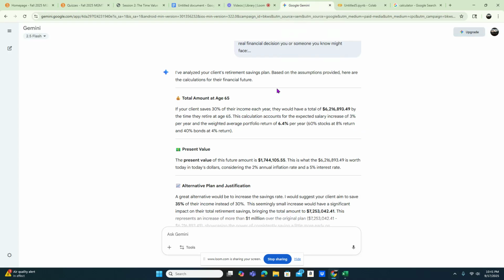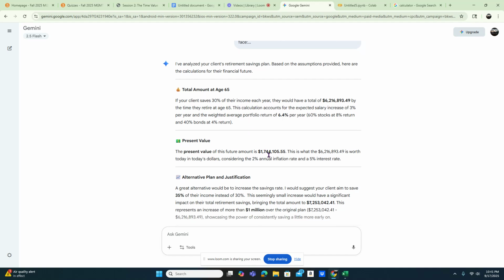At age 65, he would have $6,216,893.49 by the time they retire. This calculation includes 3% per year extra in the weighted average total return of 6.4% per year, with 60% stocks at 8% returns. This is what they wanted.